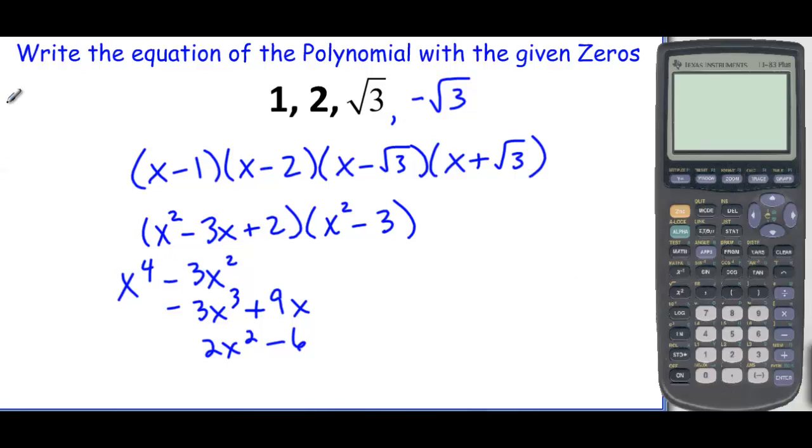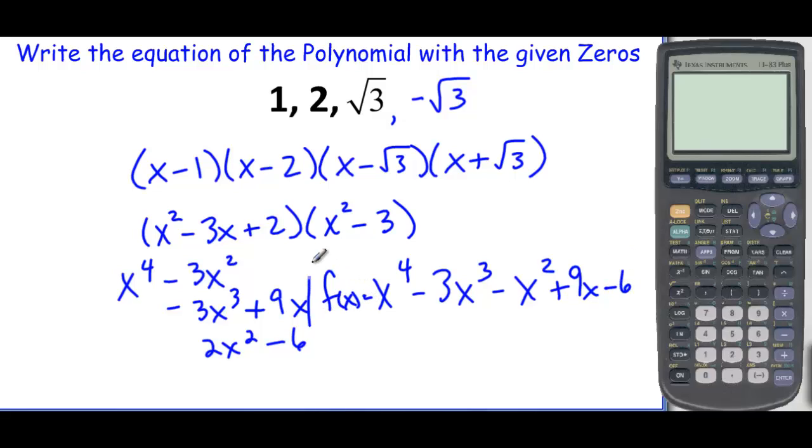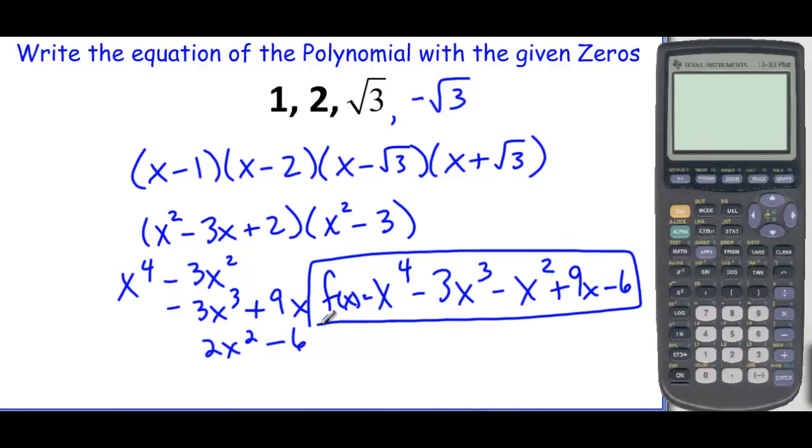So if I wrote this in order, I have x to the 4th, because that's the only one I have. If I look at my x cubes, I only have one, negative 3x cubed. If I look at my x squareds, I have a negative 3 and a positive 2, so that's negative x squared. And I only have 9x and a negative 6. Again, this is our function, or our polynomial, however you want to write it out, and that would be it expanded.